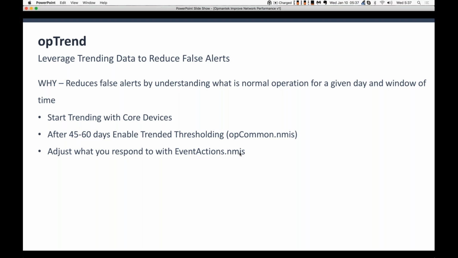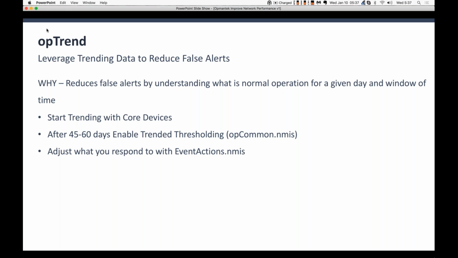What Opie Trend does is Opie Trend gathers information over time. So it looks at a day of the week. So for example, it'll look at Wednesday, and it'll look at 2 to 3 p.m. So an hour window of time on a specific day of the week over the past 26 weeks to determine what is normal for that device.